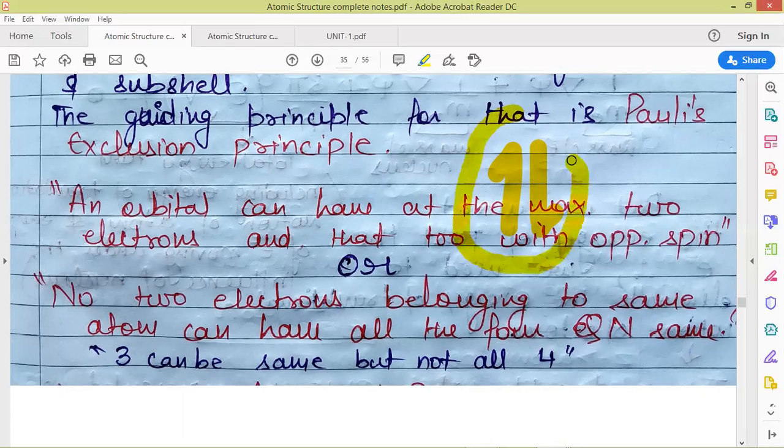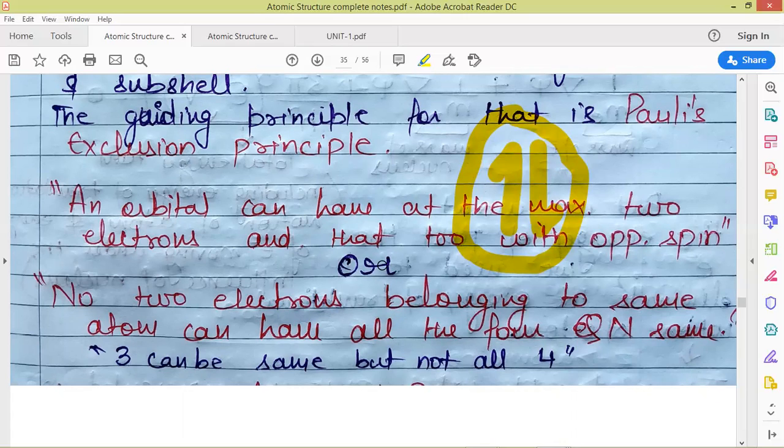This is an orbital, and we're representing it as a circle. Here one electron is pointing upward and the other electron is pointing downward. This means they have opposite spin. So this is how electrons are present in an orbital. 2 electrons can be accommodated in a single orbital only if they have opposite spin.